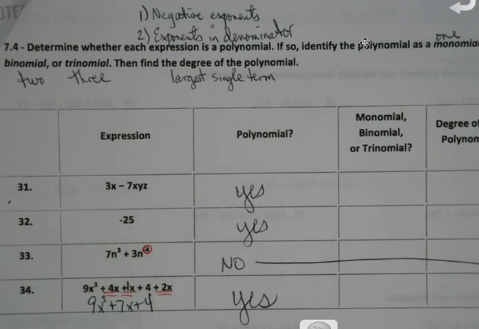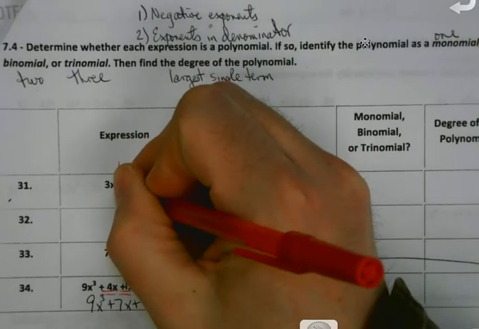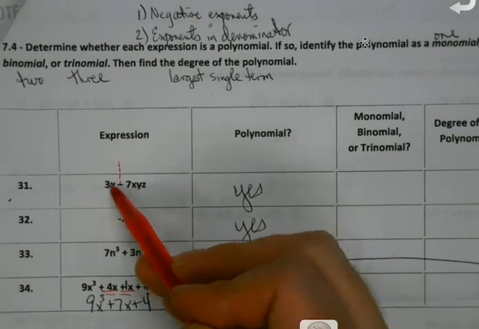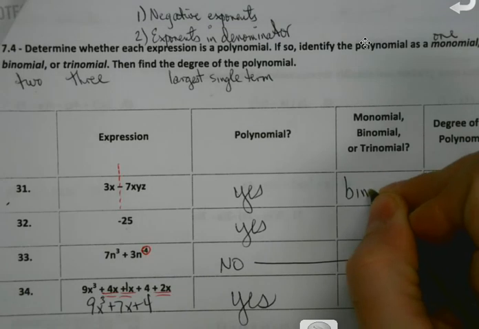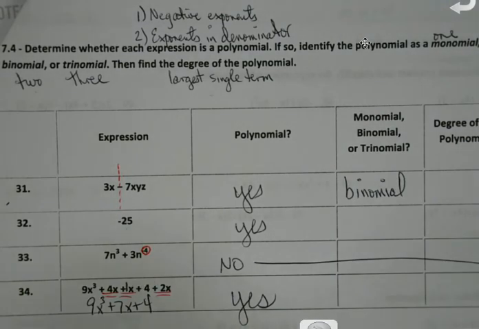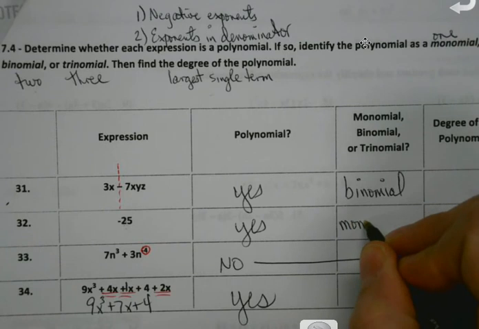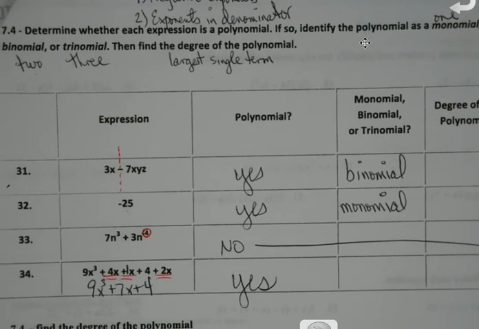Now, figuring out my terms, remember, my terms get separated by these walls called plus or minus. So here, how many terms have I got? Okay, I've got 2, which is a binomial. Here, I only got 1 term. So which one's that? Okay, it's a monomial. And what about 34? Because 33 we didn't have to worry about it. It's not a polynomial. Right.